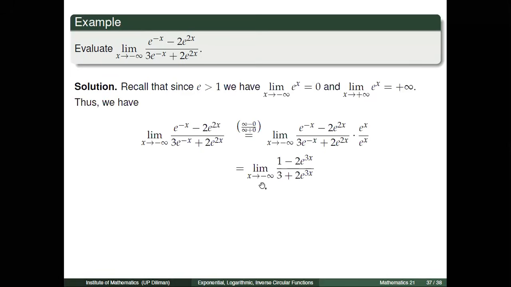And note that as x approaches negative infinity, 3x approaches negative infinity, so that e to the 3x approaches 0. Okay, so this limit is then equal to 1 minus 0 over 3 plus 0, or 1/3.